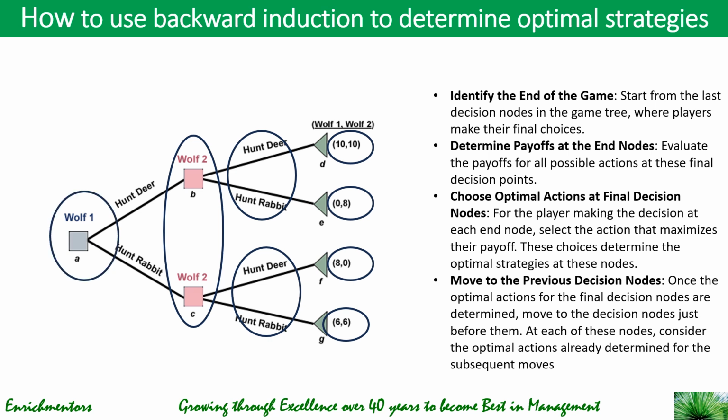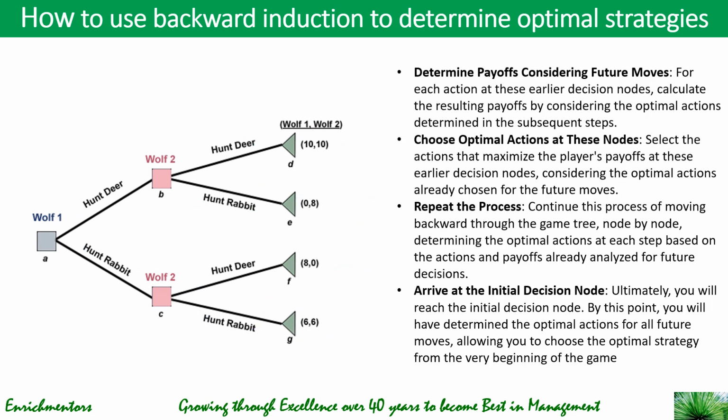Then you move to the previous decision nodes, right? Once the optimal decisions for final nodes are determined, you move to the decision nodes just before that. That's wolf 1 here. At each of these nodes, there's only one in this case, but if there are multiple, you consider the optimal decisions already made for the subsequent nodes. So what are the optimal decisions made here? At wolf 2, it is to hunt the deer in case wolf 1 hunts deer, and hunt the rabbit if wolf 1 hunts the rabbit.